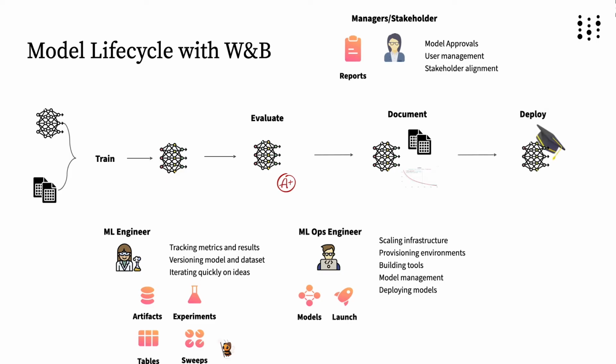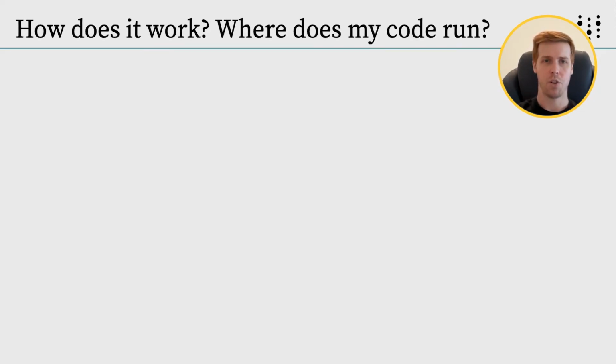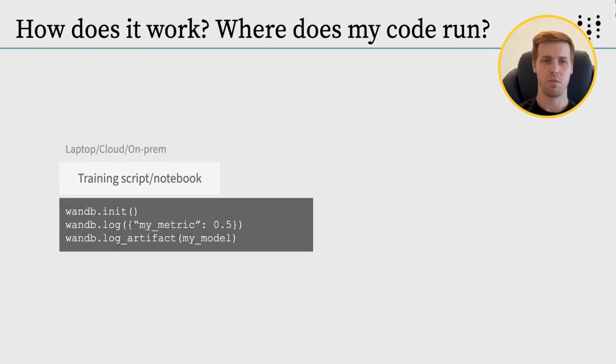And finally, we take this model and deploy it into production, which will mainly be the job of the MLOps engineer. All told, this process can take anywhere from 8 to 12 weeks just for a 10-person team. So anything that we can do to reduce this cycle can save a lot of time and money. So let's jump into Weights and Biases. Before I do that, I want to show exactly how this works.